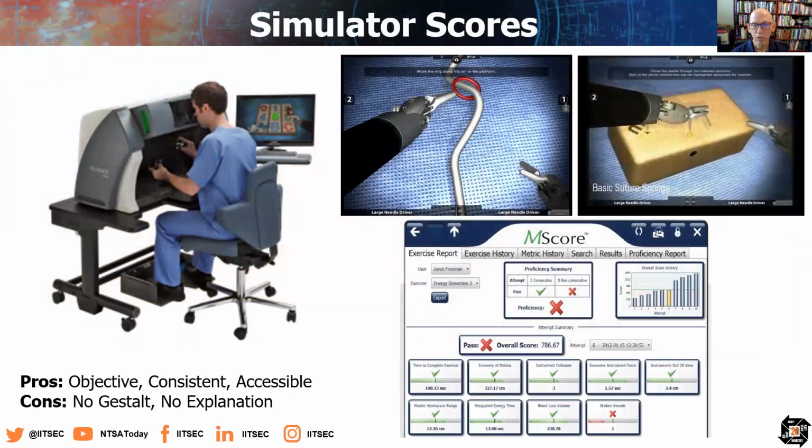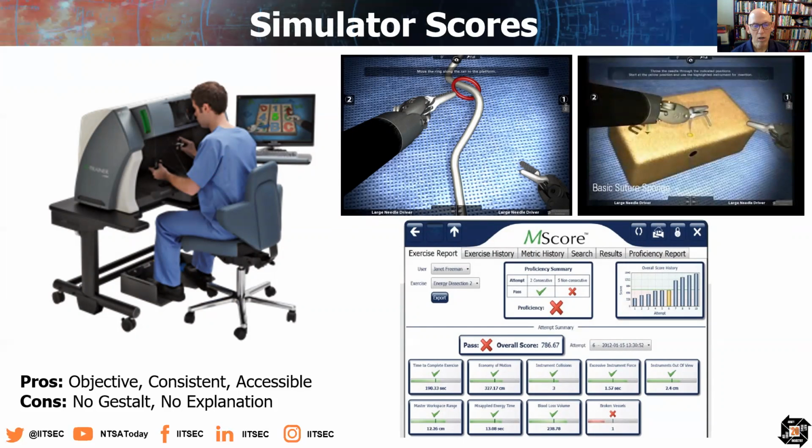The simulators have their own internal built-in scoring system that counts the number of seconds it takes to complete an exercise, the amount of movement that's done, the number of collisions, the number of drops, the number of mistakes that are done. So the pros are those measurements are very objective. They're always exactly the same. They're consistent, and the scoring entity, the simulator itself, is always accessible. So anytime you do an exercise, the assessor is there with you inside the simulator.